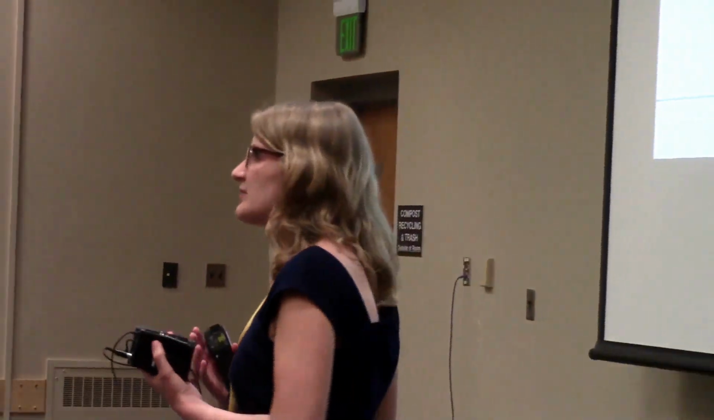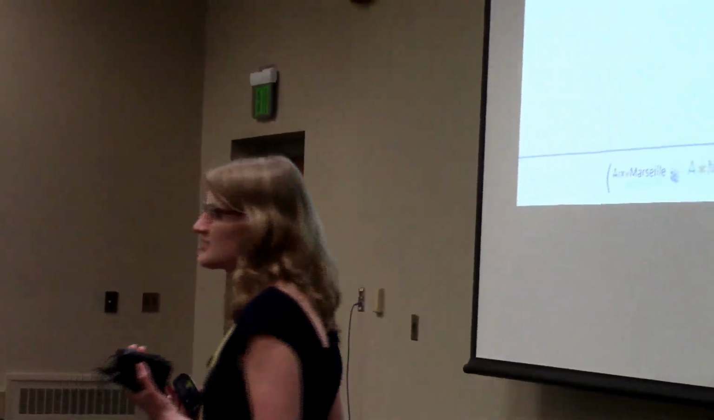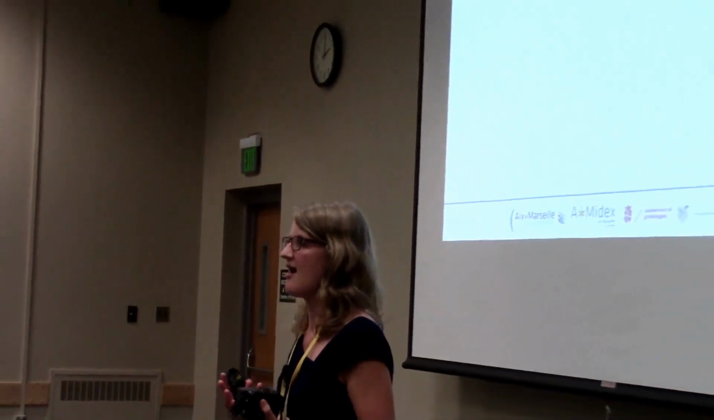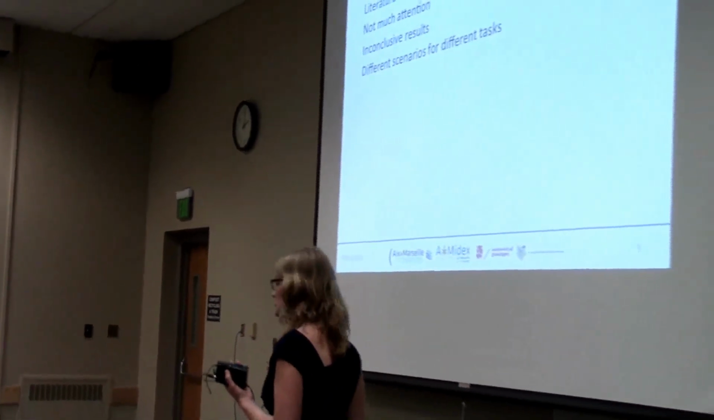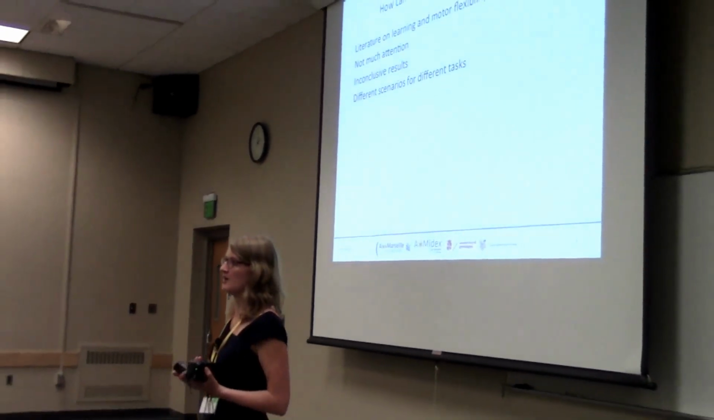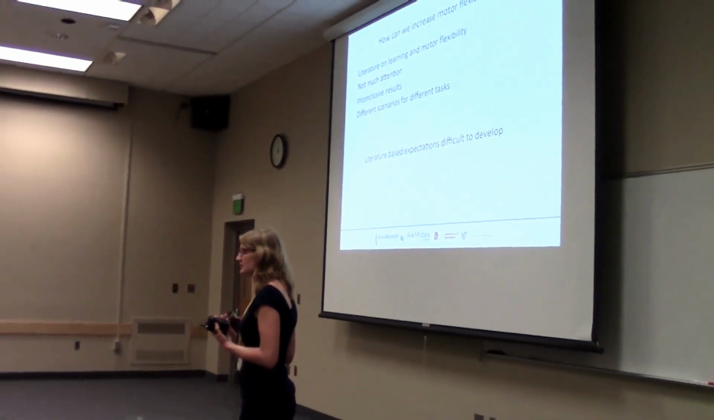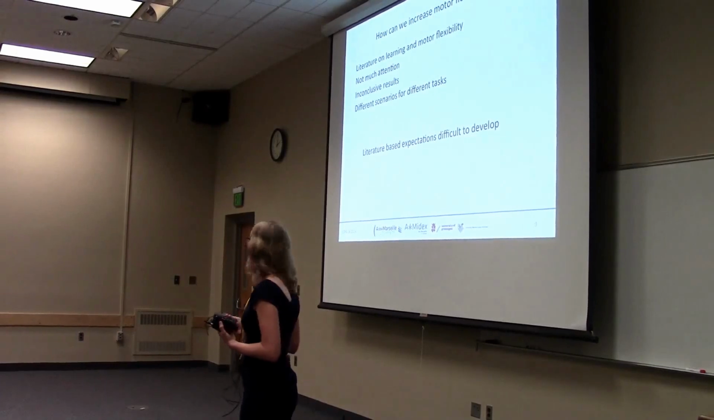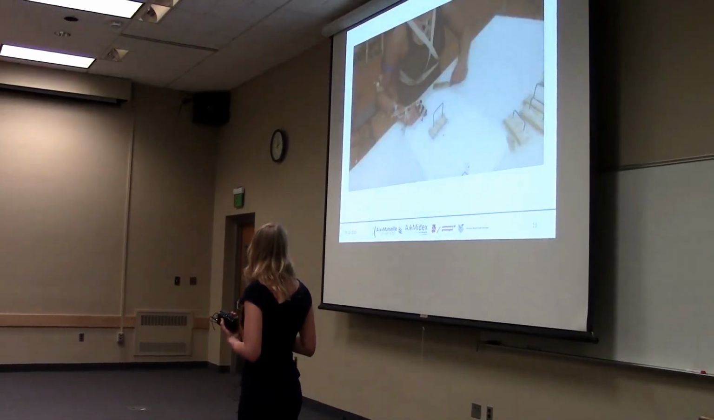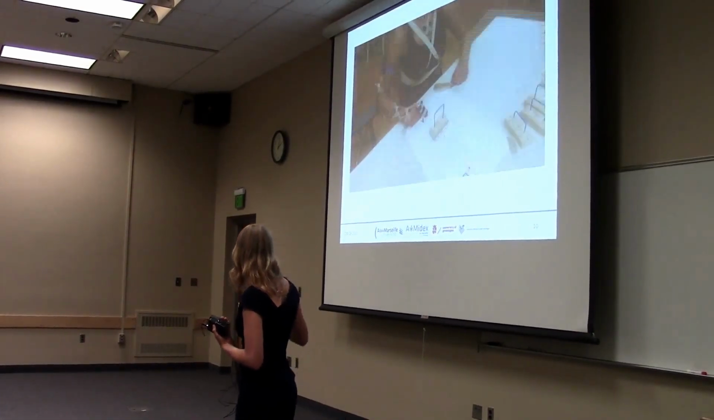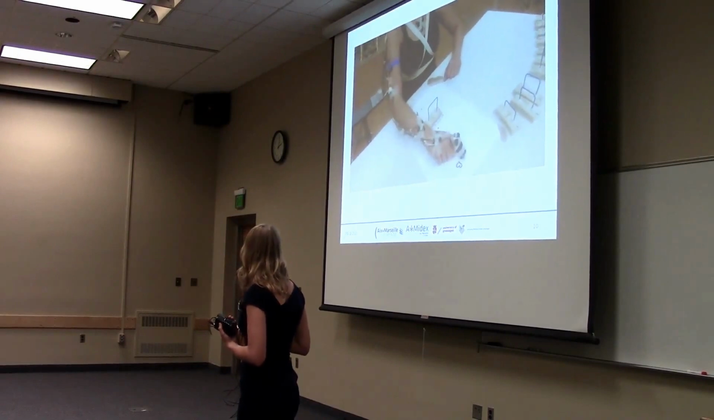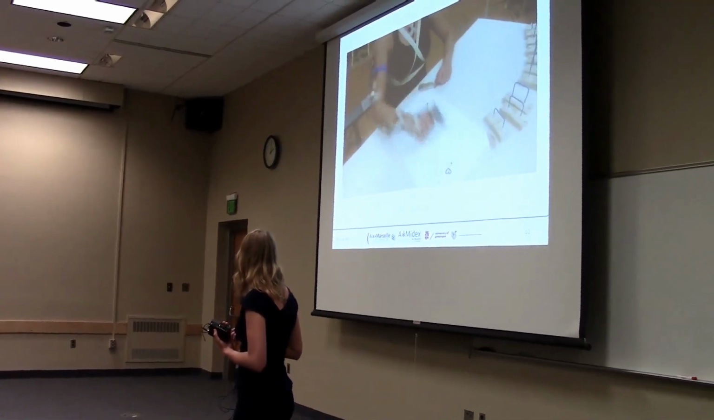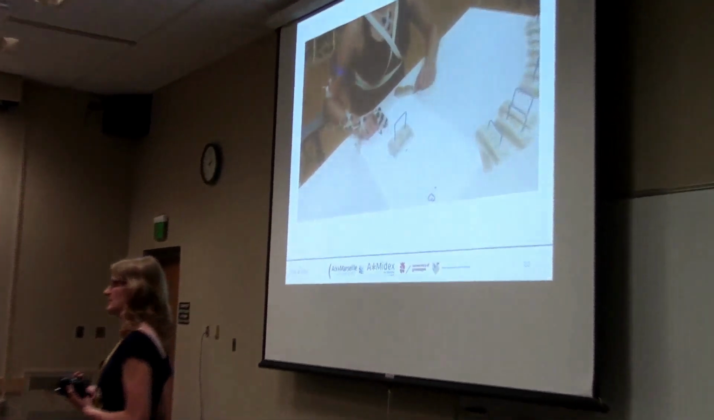If you look in the literature about learning and motor flexibility, there are inconclusive results, and there's not really much attention, and there are different scenarios for different tasks. So it was difficult for us to develop literature-based expectations. We use a point-to-point task, you can see here, to do our experiment.